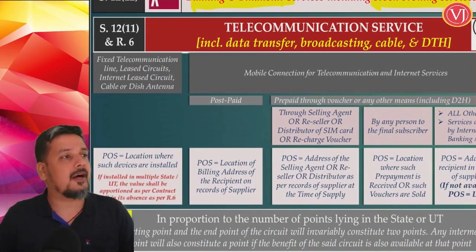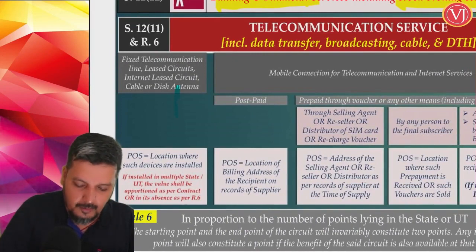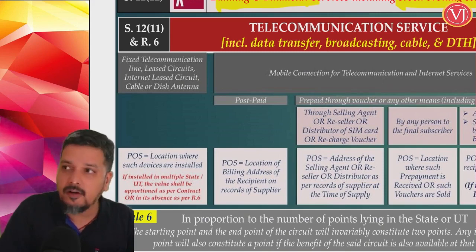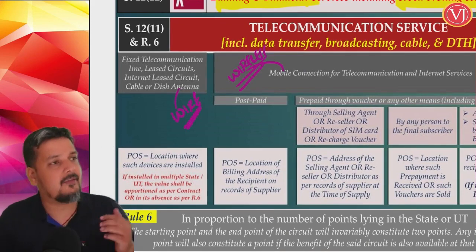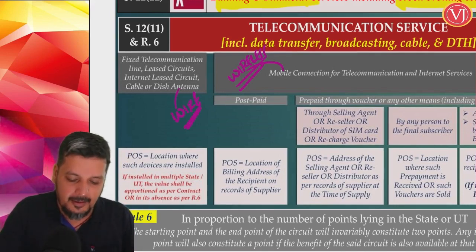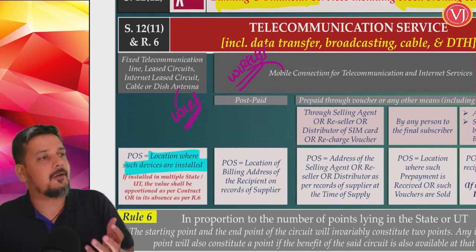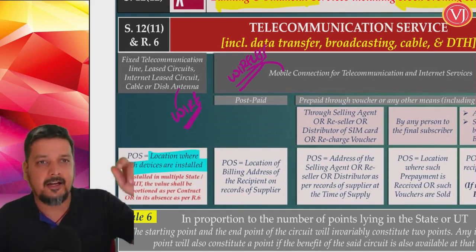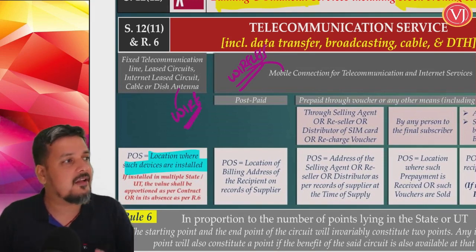Telecommunication service splits into two parts: wire and wireless. Wire means I fix a telecommunication line, that will be a telecommunication circuit. If it is through wire, the place of supply is the location where the devices are installed. Whenever you get telecommunication service through a wire, be it your telephone line or internet line, there will be a device installed. Location where the device is installed.